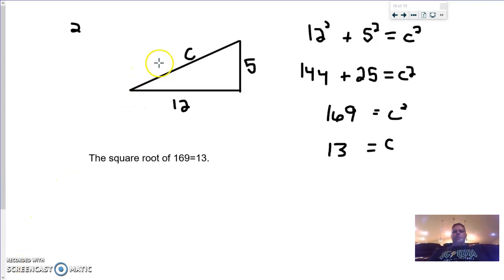In our second example, we are again looking for the hypotenuse side C. So therefore, we take 12 squared plus 5 squared equals our c squared. You can see that 12 squared is 144. 5 squared is 25. When we add those together, we get c squared equals 169. The square root of c squared is c. The square root of 169 is 13.